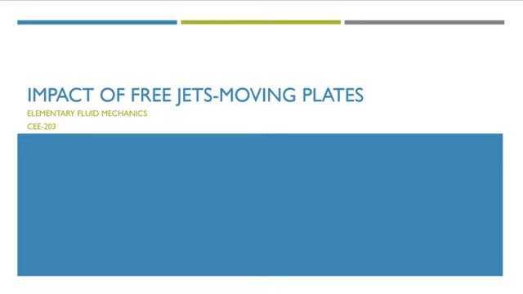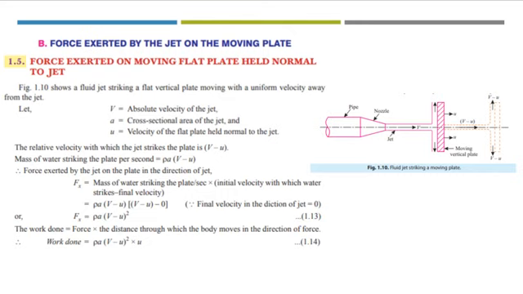We will discuss three cases: force exerted on a moving flat plate held normal to the jet, then force exerted on a moving flat plate held inclined to the jet, and then force exerted on a moving curved plate. So let's start with the very first case of a flat plate held normal to the jet. Force exerted on a moving flat plate held normal to the jet.